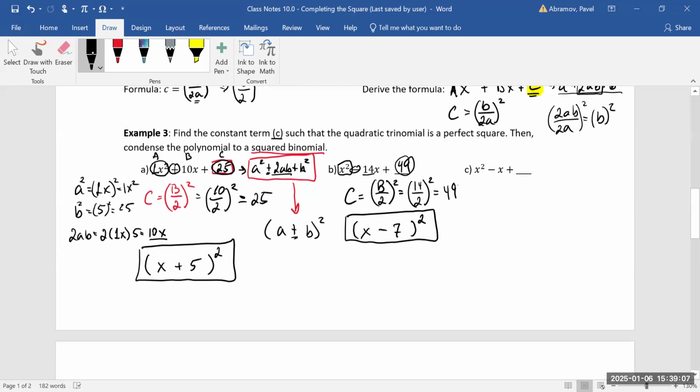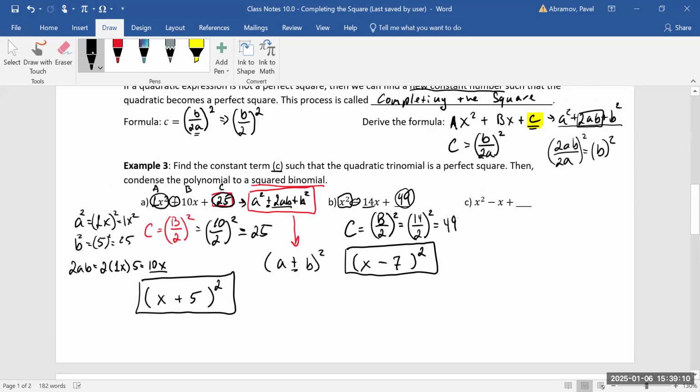Finally, we have x squared minus x plus this unknown. So keep in mind that this is 1. So our c term, once again, is going to be the middle term divided by 2 squared. We don't need the negative there. So we're going to have 1 divided by 2 squared. And that is actually 1/4, because when you're squaring a fraction, you square both the numerator and the denominator. So 1 squared is 1, 2 squared is 4. So here we're going to put 1/4.